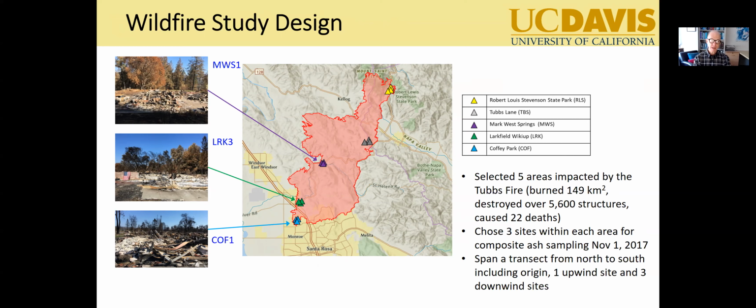And a couple of representative destroyed homes are shown in photos on the left. This fire destroyed over 5,600 structures and caused 22 deaths. And we were trying to understand whether the sites in yellow up at the top were really different in their chemical composition and in their biological impacts compared to the urban or residential sites.